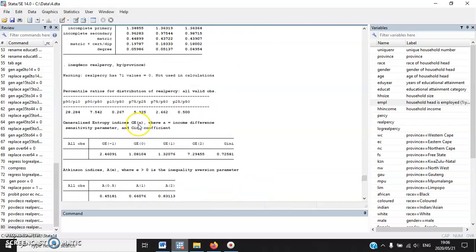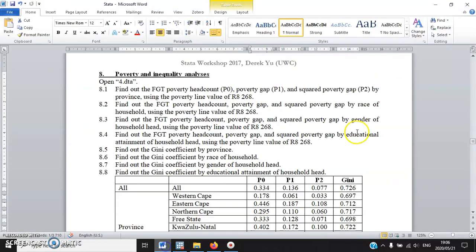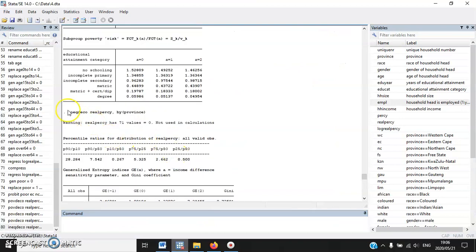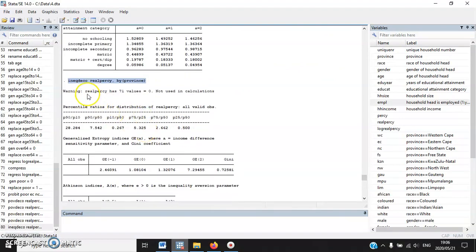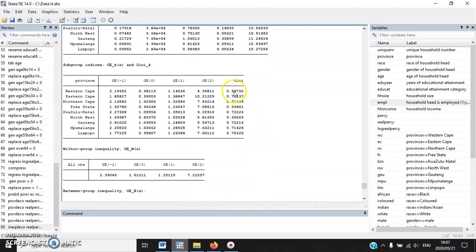Okay, so this is the Gini coefficient for the full population. You see the keywords here, all observations, so 0.72 something. Okay, and then one issue with the inequality decomposition command is it automatically excludes people with zero per capita income. Do you see the sentence here? 71 people with zero per capita income, not included for the calculation. So this is a small flaw of this command, because strictly speaking, we should include everyone. And then these are the Gini coefficients for each province.